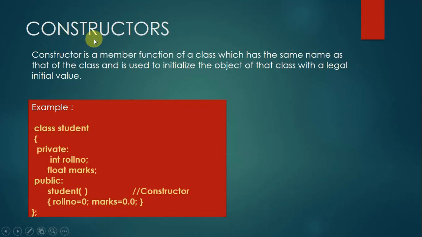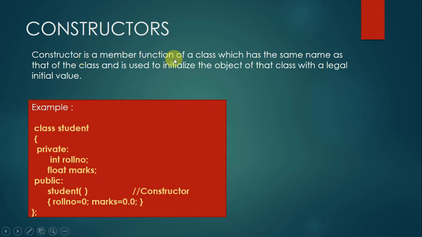Now let us see how we can make a constructor. A constructor is a member function of a class which has the same name as that of the class, and it is used to initialize the object of that class with legal initial values. If we look at the example, we are taking the same example, class student. There are two sections again, private and public. In the private section, we have two data members, roll number and marks. And this is the constructor, which is a member function of the class, and it has the same name as that of the class.